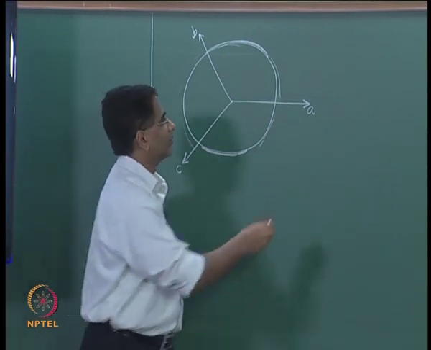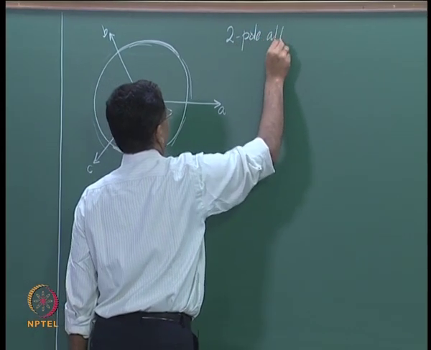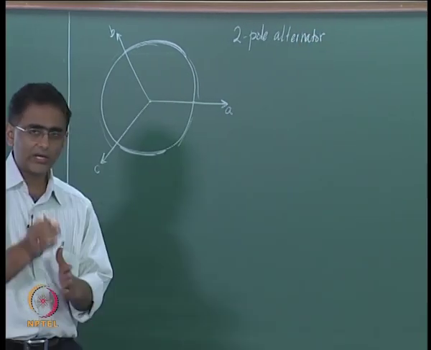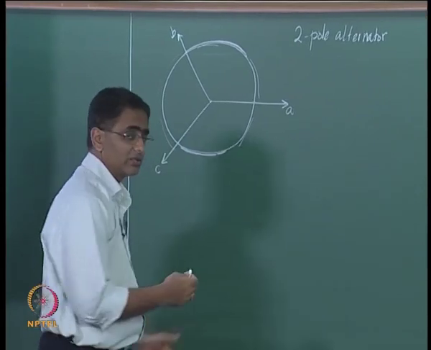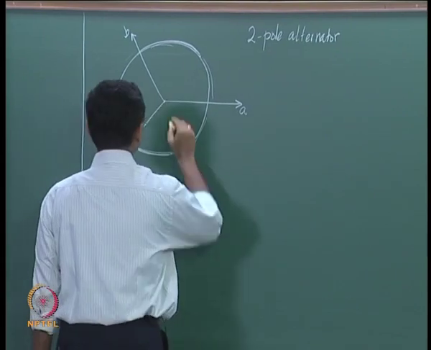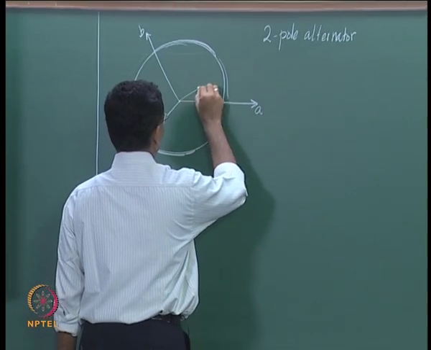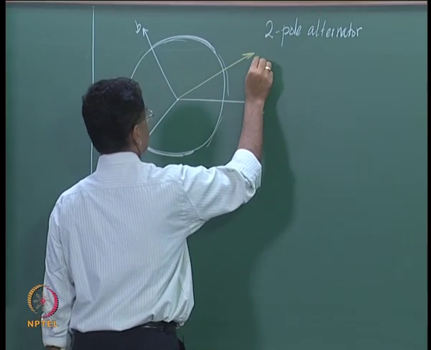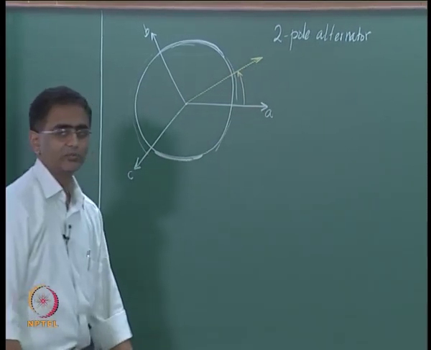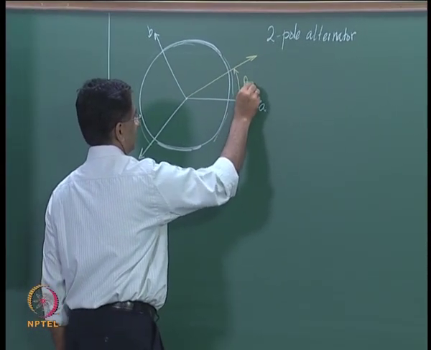For analysis, we are going to consider a 2-pole alternator. So there is only one north pole and one south pole, and that north pole is associated with an axis which we will call the rotor axis. Let us say the rotor axis can be drawn here. So this is the axis of the rotor, and the angle which this axis makes with respect to the axis of the A phase is called the rotor angle.